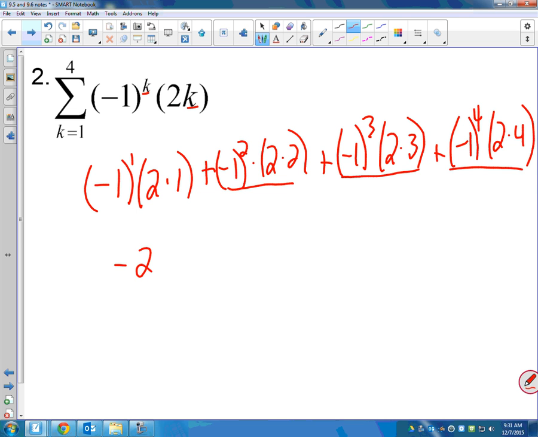But on this one, the negative 1 squared means it's going to be a positive. 2 times 2 is 4. And then the next one's going to be minus again. That negative 1 is going to mean we're going to alternate signs. That's going to be minus 6. And then negative 1 to the 4th should be a positive 8. 4? Is 4 the right answer?